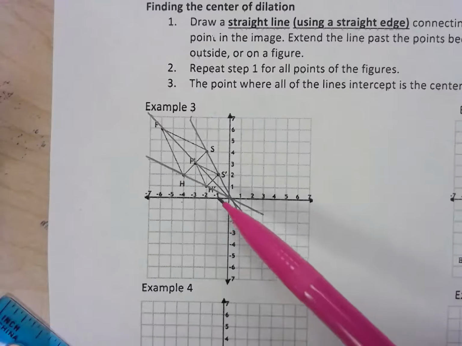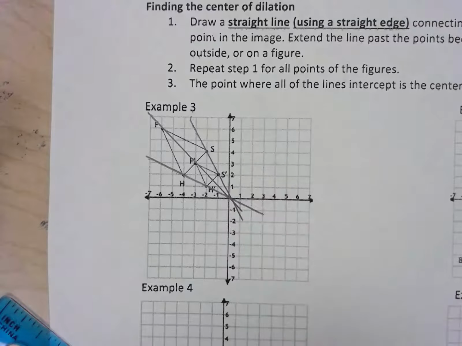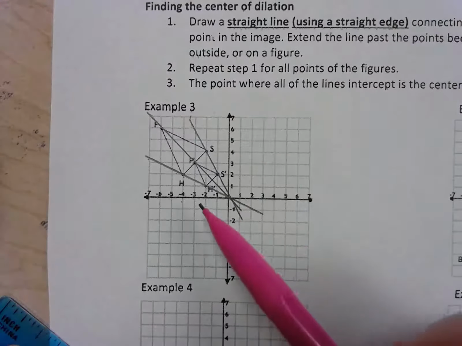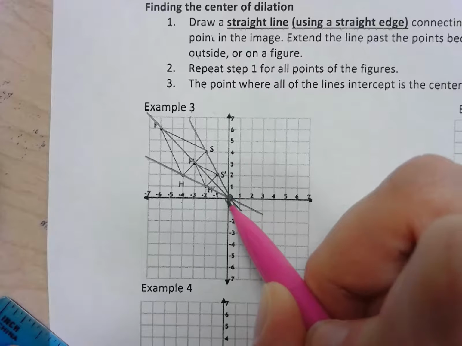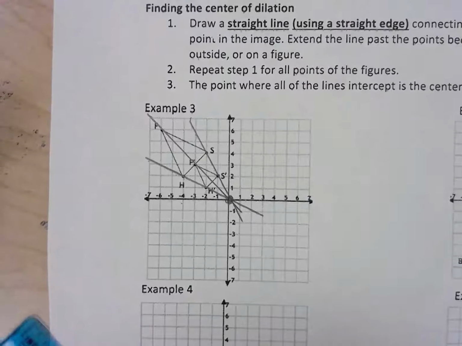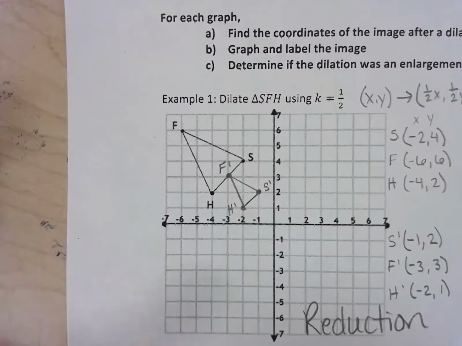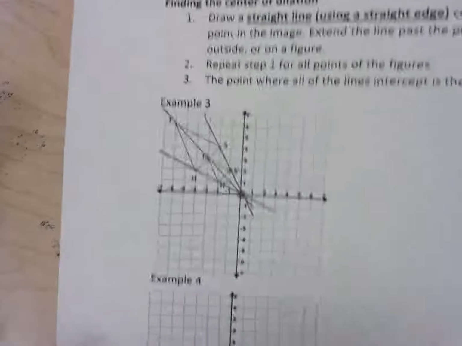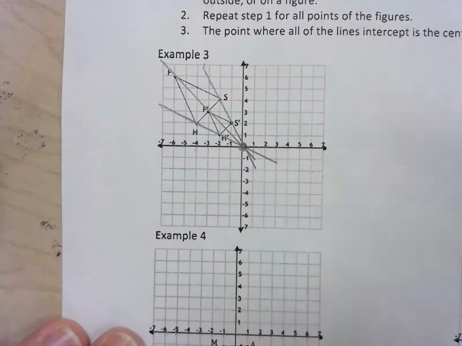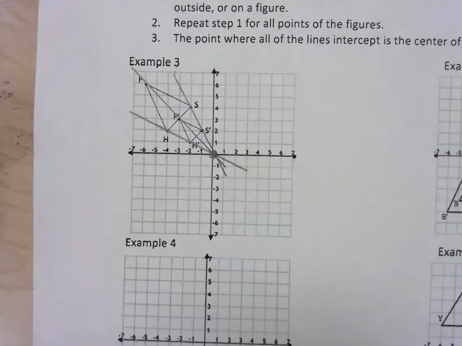So if you'll notice where those three lines intersect, and we have three lines because we only have a triangle, you'll have more lines if you have more points on your figure. But we have three lines because of a triangle, and those three lines are going to intersect here at the origin. It is the same graph that you just graphed up in example 1, and that dilation was about the origin, and so that's why it crosses there at 0, 0.